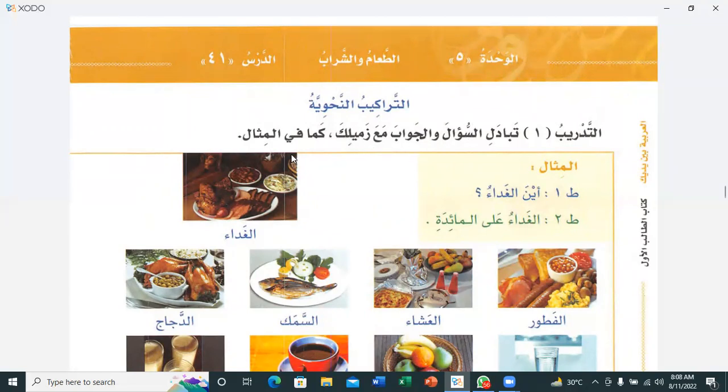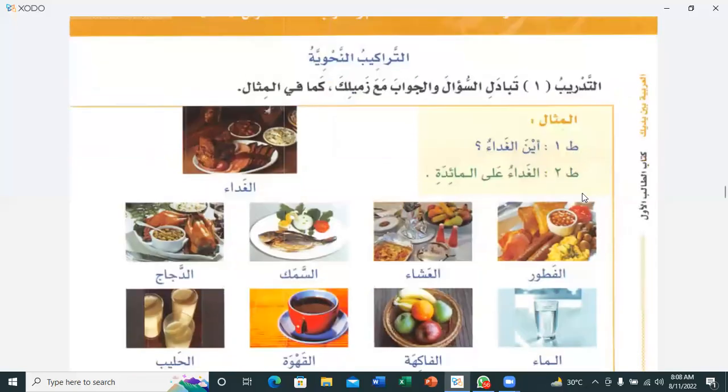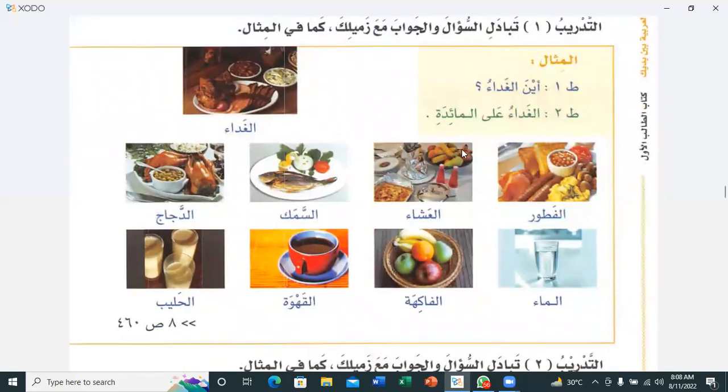As in the example, we make sentences of these words in two forms, question and answer. For example, the question is Aina al-ghada'u? Where is lunch? The answer, the second classmate replies, is Al-ghada'u ala al-ma'idati. Lunch is at the table.